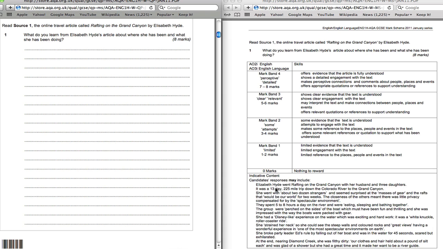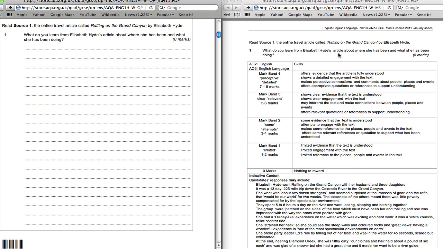So for example, they picked out for this one, just so you get an idea of what to write: Elizabeth Hyde went rafting, where she went, who went with her, how long they spent, where they were, what they were actually doing while they were there. She went with a certain number of people, and her feeling there, the engagement: she was surprised, and the closeness of the others meant there was little privacy. She describes it as spectacular.